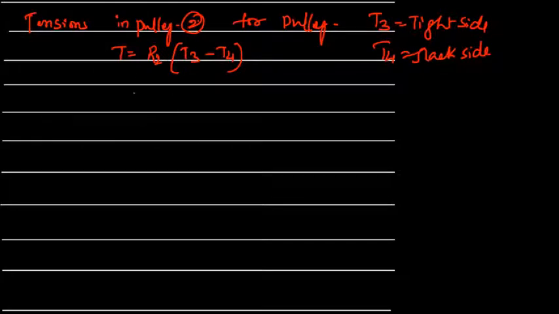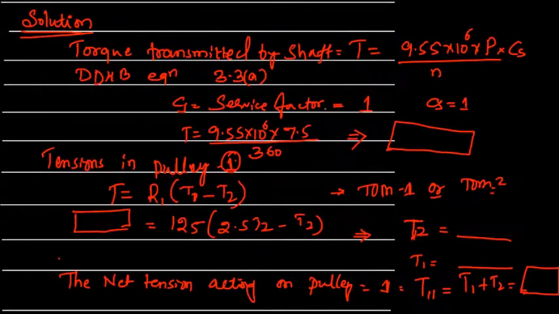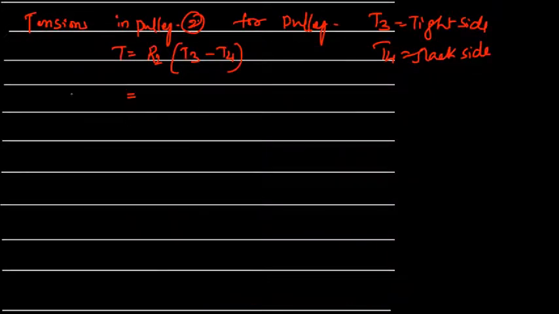Now we substitute the value of T, what you have obtained from the earlier equation. Let us go for this as equation number 1. Okay, so now this is equation number 2. Now you just substitute the value of T here, capital T, that is the torque transmitted. Now R2 is how much here? It is 250. Now T3 is how much? It is 2.5 times of T4.